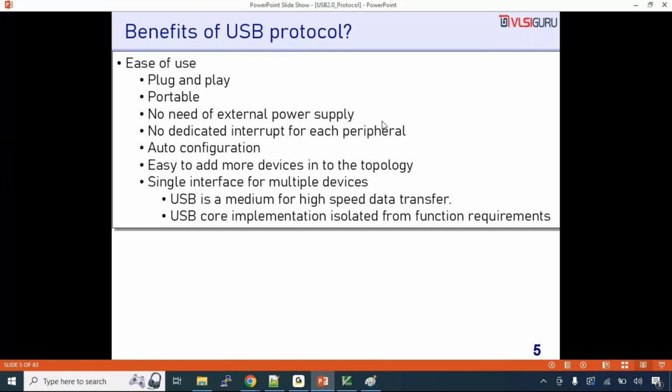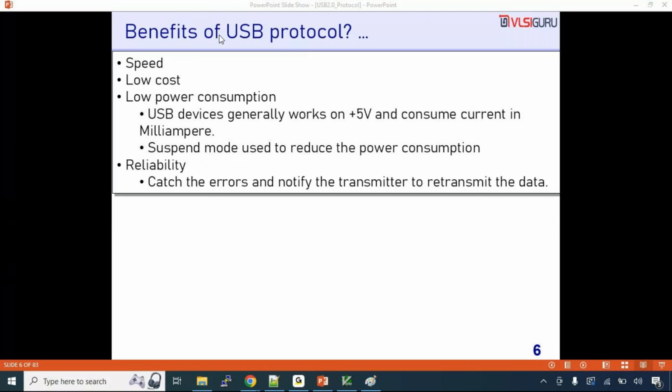Next, the other benefit of the USB protocol is that it offers speed. Can someone tell me what is the best speed that we can get in the current USB standards? I think the best speed will be... Yeah, tell me. 5 gigabits per second? 5 gigabits per second is from long back. Tell me, what is the current one?